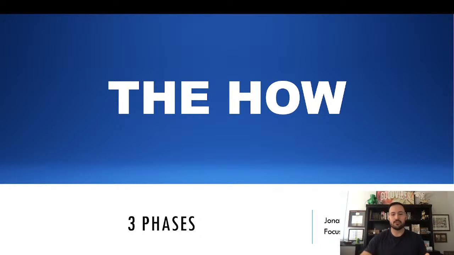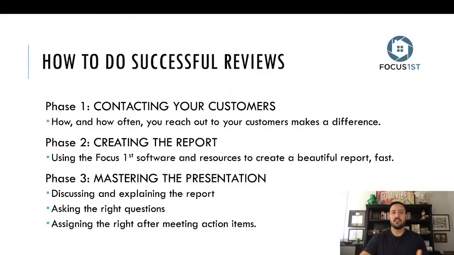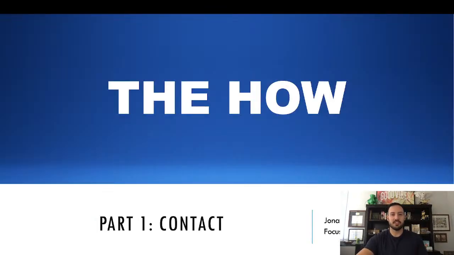And the how has three real main phases. Okay. Phase one is all about how you contact your customers. Phase two is all about creating the report. And then phase three is all about mastering the presentation. And mastering the presentation has those three last pieces of the actual conversation in it, which is discussing and reviewing the report, asking the right questions, and then assigning the right after meeting action items. So, phase number one, contacting your customers.